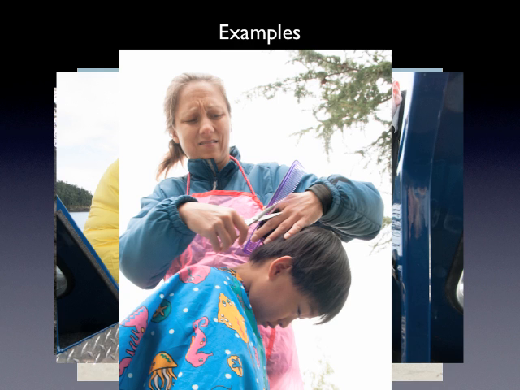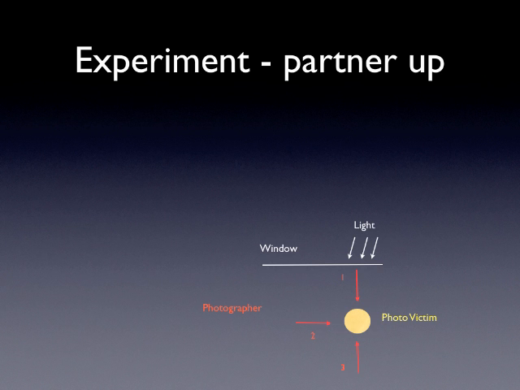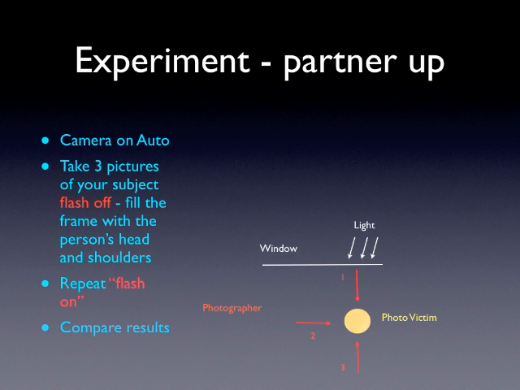In the meantime, what we asked the class to do, and what we actually did last Wednesday, was we partnered up, and one person had his picture taken, and the other person took the picture from 3 locations. First of all, we put the photo victim, as I call them, within about 6 feet of a window. Then I had the camera person go to position number 1, 2, and 3.